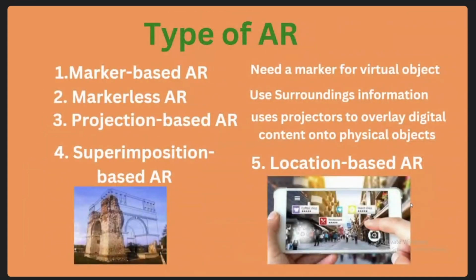Types of AR. We have five types of AR. Number one is marker based AR. In this augmented reality experience, we need some sort of marker in the real world, so we can put the virtual objects on that marker. Markerless AR works on technology where augmented reality devices gather the surrounding information, and based on that information we can use augmented reality.